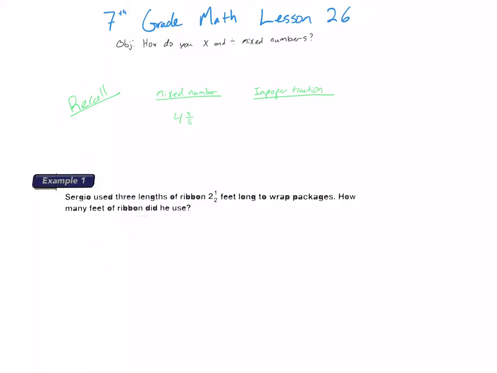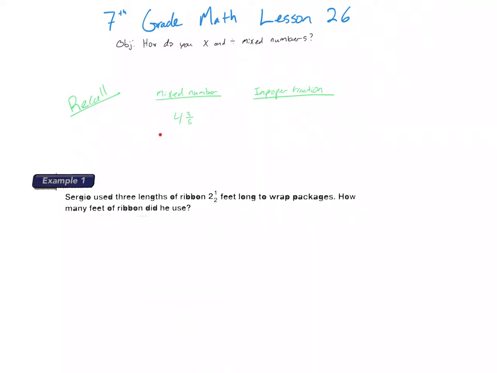This is lesson 26, and our objective is how do you multiply and divide mixed numbers? Well, let's just recall real quick what a mixed number is. A mixed number is the one that has a whole part and a fractional part. And so, in order to multiply and divide these, we must first change them into improper fractions, and then we can apply what we've learned in the last two lessons on multiplying and dividing fractions to this.